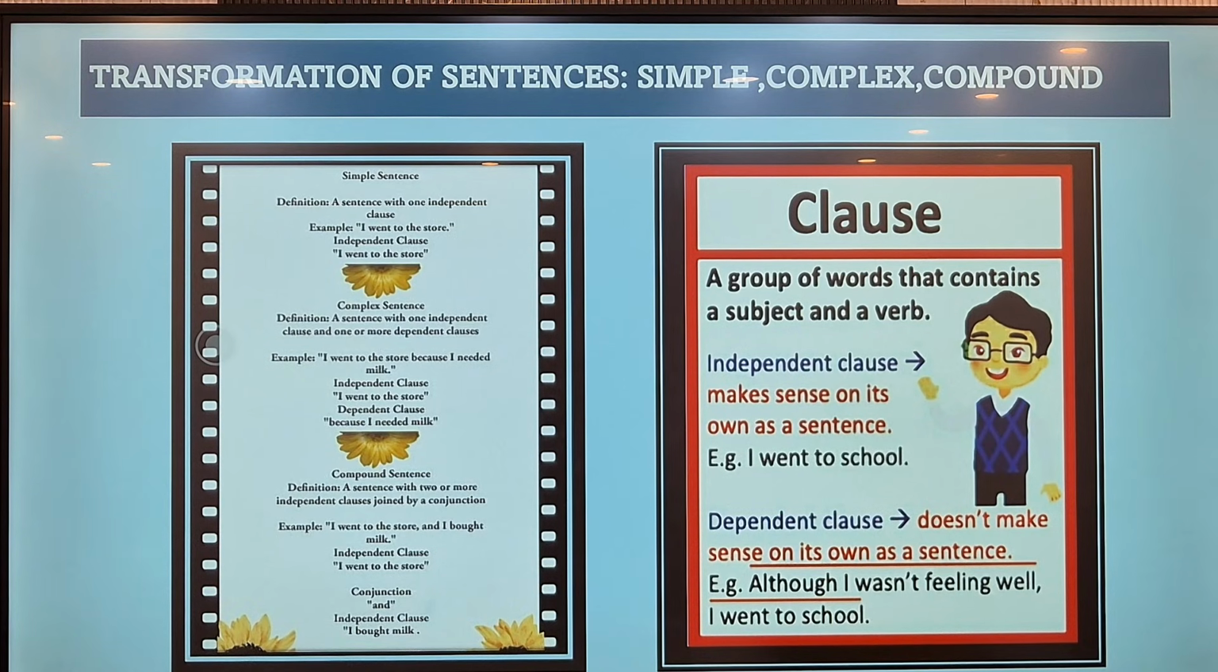So this is the way to identify a simple sentence. A simple sentence is one that has only one independent clause. Now, what is a complex sentence? A complex sentence is a sentence which has one independent clause and one or more dependent clauses.